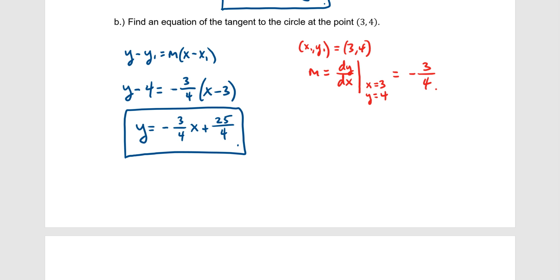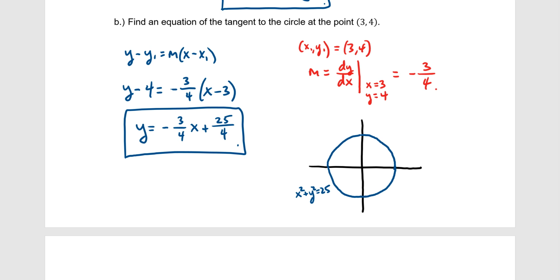So let's just draw a quick little graph of what we actually just did. Here is our circle, x squared plus y squared equals 25. We should know that that's centered at the origin with a radius of 5. And we wanted the equation of the tangent line at the point 3, 4, which I'm just going to say is about right here. And we just found that that line has the equation y equals negative 3/4 x plus 25/4.